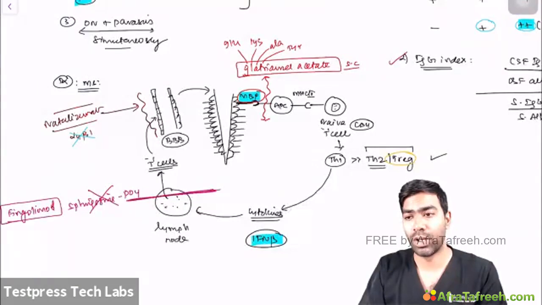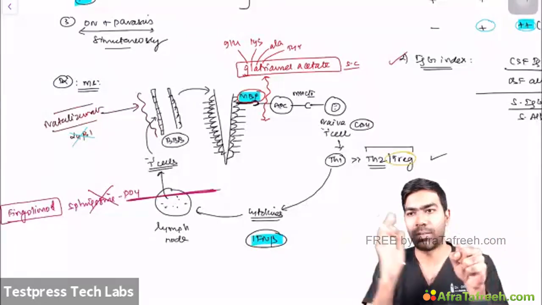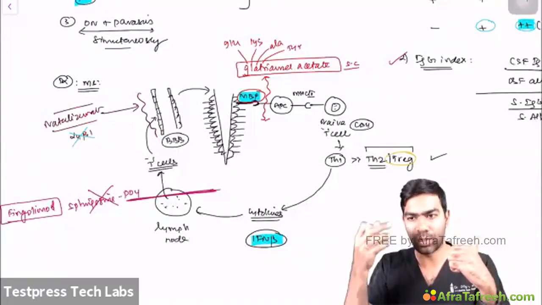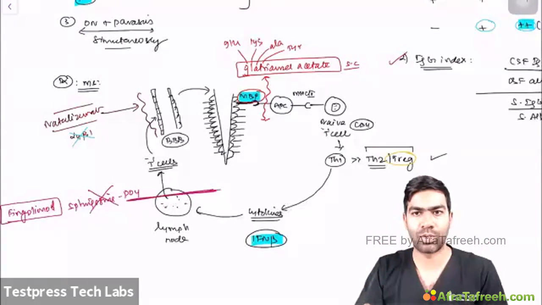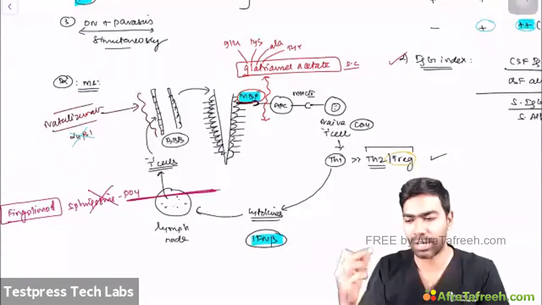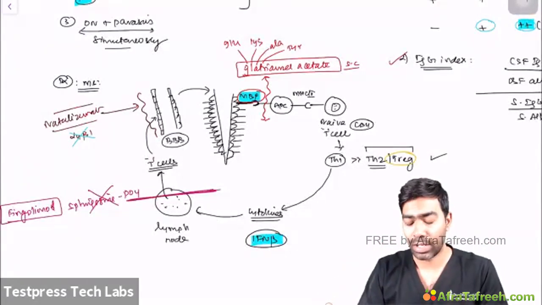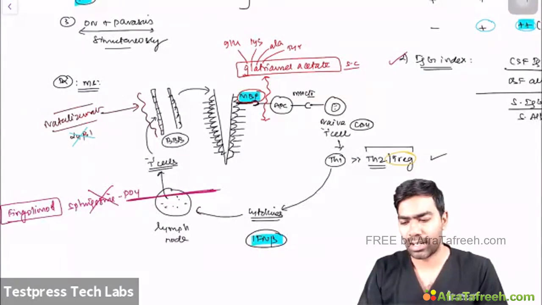They're going to release something called matrix metalloproteinases that are going to lyse the matrix between the 2 endothelial cells so that they move into the blood-brain barrier. So this release of matrix metalloproteinases can be blocked by interferon beta. So interferon beta is going to act by multiple different mechanisms. So we need not really worry about that.